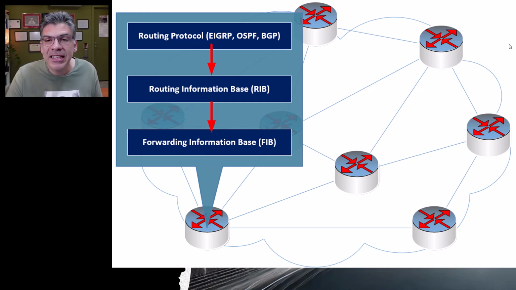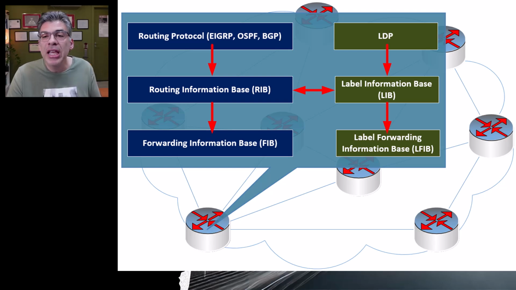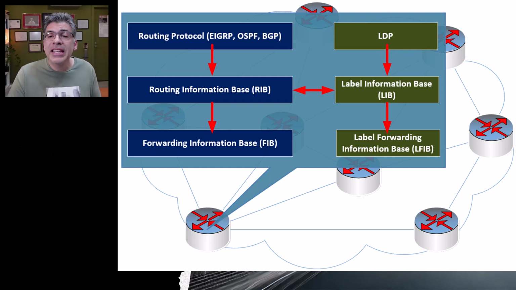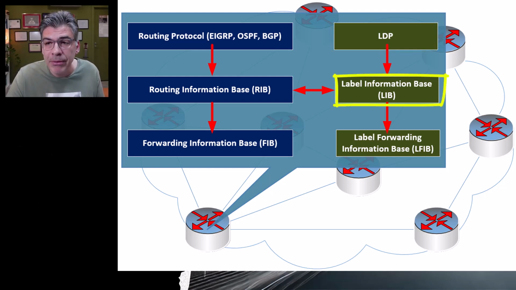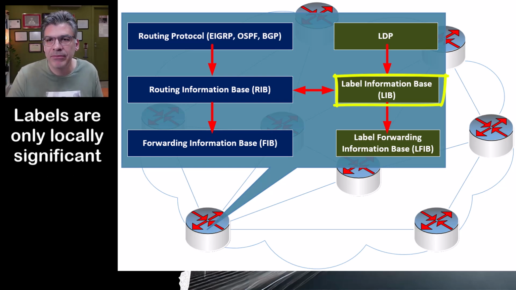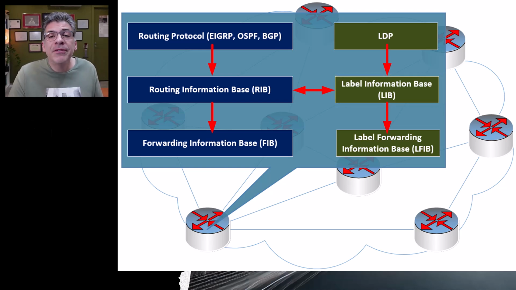Now, when MPLS is enabled and LDP begins to exchange labels, we have some new constructs that are created within each LDP router. The LDP protocol is used to locally generate a label for each prefix that is found within the RIB. This creates the label information base, or the LIB, within which the prefixes in the RIB are assigned labels. The labels that are generated are only locally significant. This means that their actual values have meaning only for this particular router. The information in the LIB is then used to create the label forwarding information base, or the LFIB.